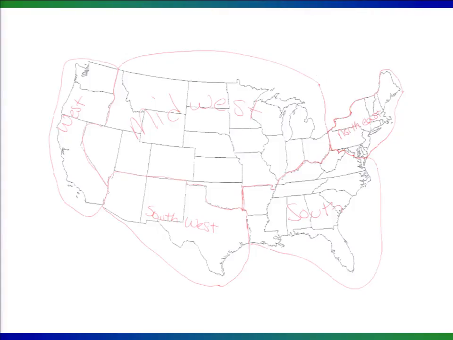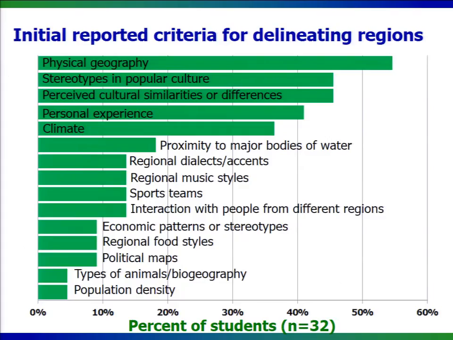And so I really want to get the students to start thinking more critically about this idea of regionalization. So at the start of the semester, I'm doing a formal study on this. I asked them after that exercise, write down what criteria they use to define regions of the United States. And then the green bars are the percentage of responses for each of these categories.